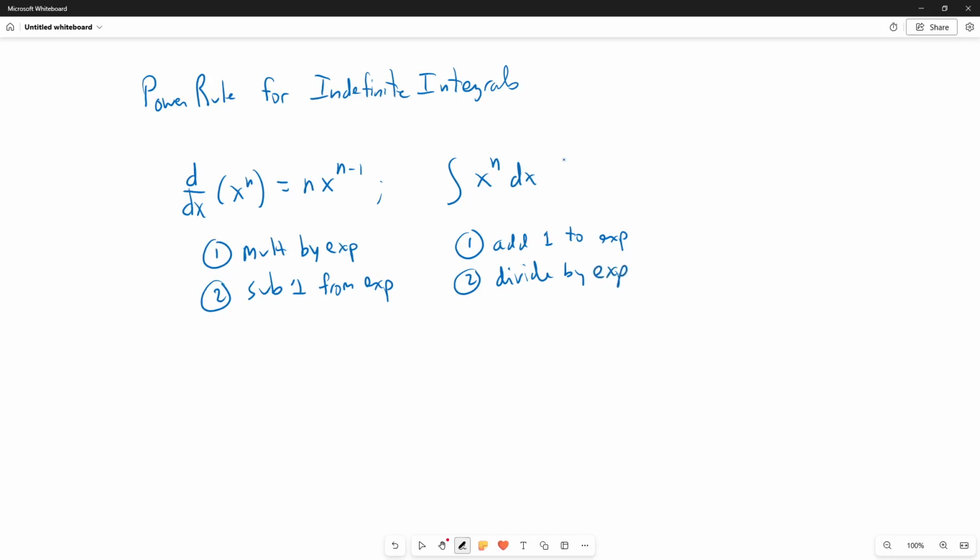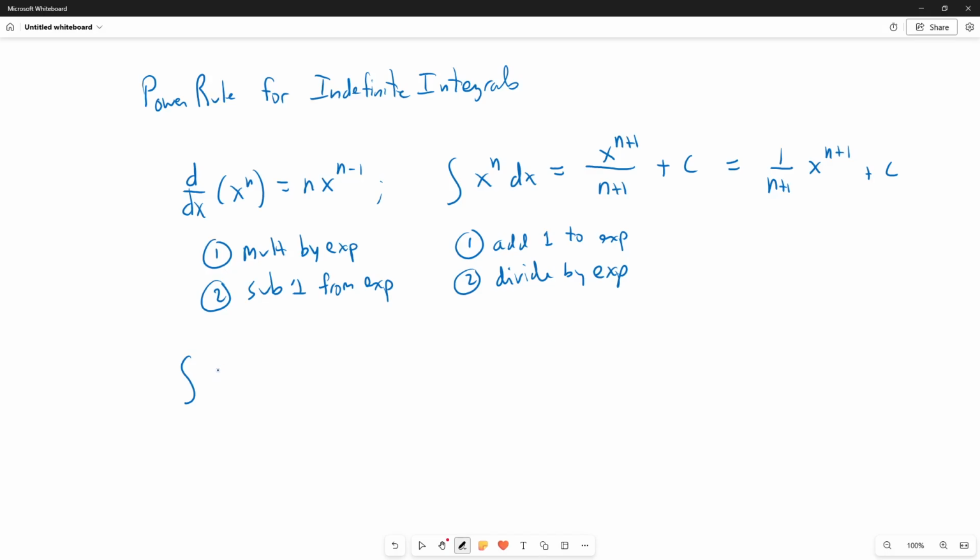Divide by the exponent. So this is going to be add 1 to the exponent, that's n plus 1, and then divide by the exponent, that's n plus 1, plus any constant. And the coefficient here of x to the n plus 1 is 1 over n plus 1. So we could also write it like this. Either way is fine. Let's look at some examples.